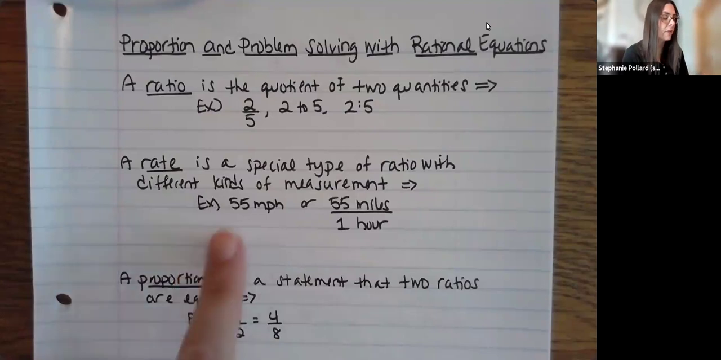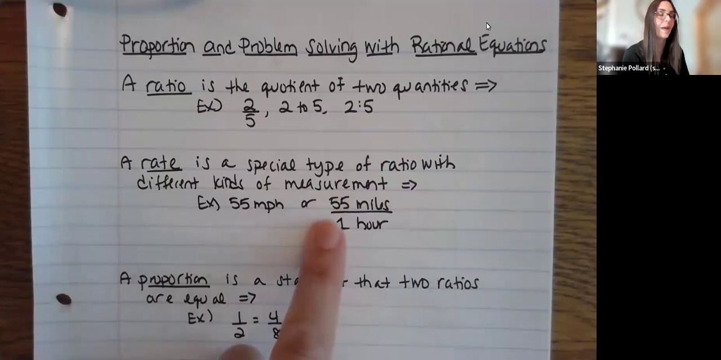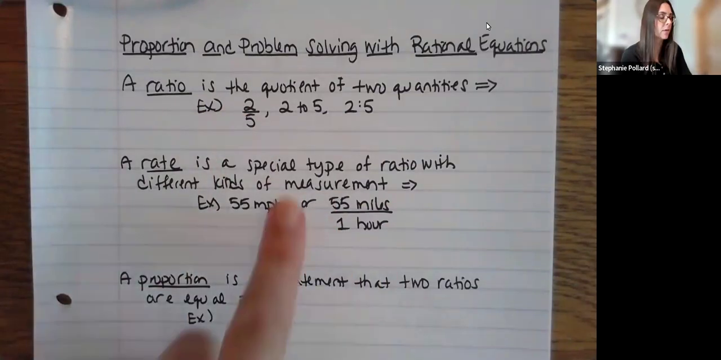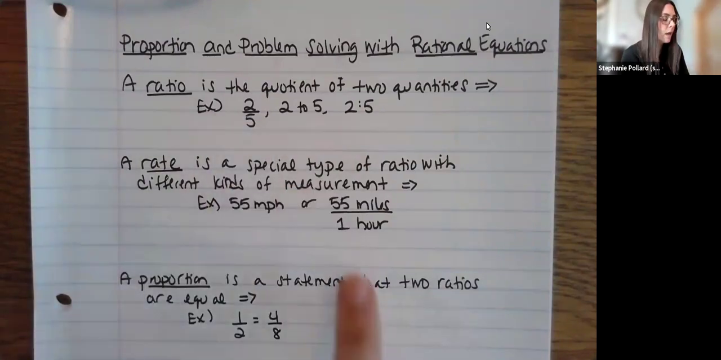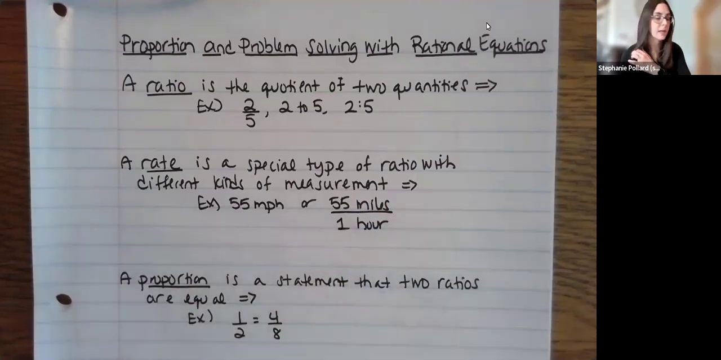So for instance, 55 miles per hour is 55 miles per 1 hour. So you still have that fraction, or in this case it's not a fraction, but a ratio idea, right? Your units are different, miles to hours, but it's the same sort of idea.